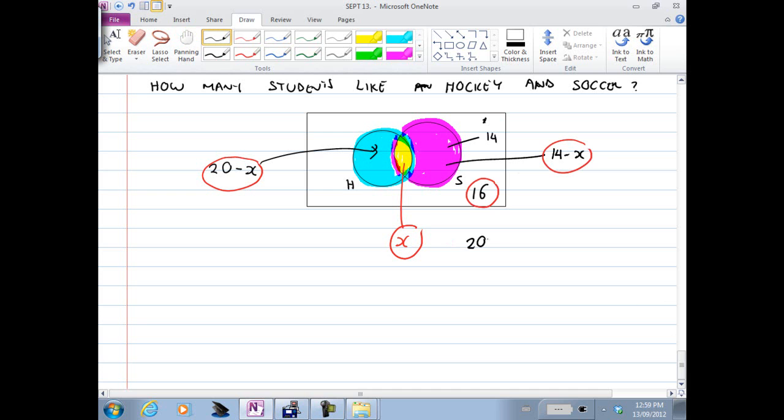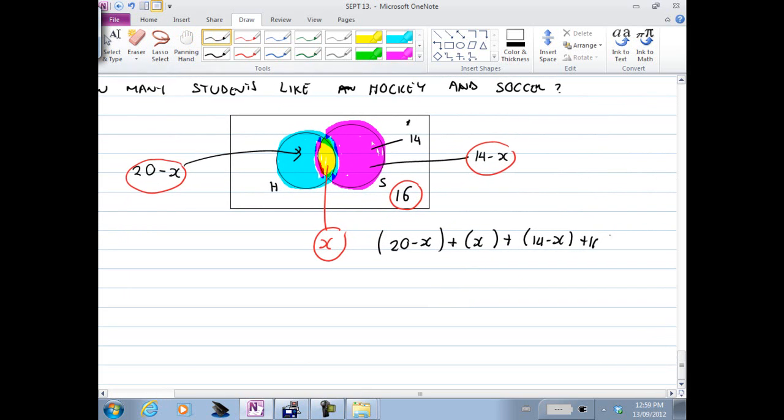So you go 20 minus x plus x plus 14 minus x plus 16. I know this is confusing, but I'm going to give you more problems to work with so you get better at this. All that has to equal 45, because if you take all the people that play only hockey, only soccer, and so on, all that has to equal 45. Your job is to find x.